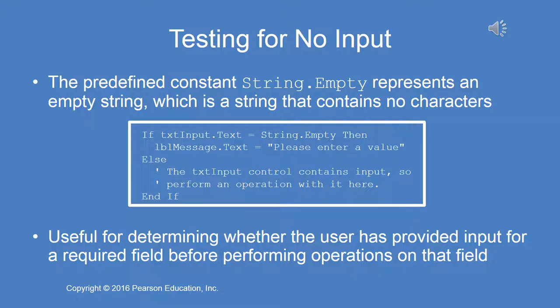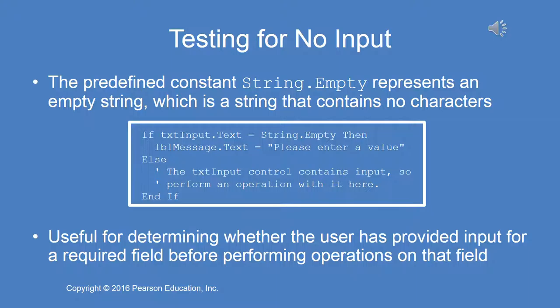All too often, you need to be aware of, check for, and accommodate no input when required. So we have a predefined constant called string.empty, which represents no input or the empty string, a string that contains zero characters. It's useful for when the user has not provided input for a required field. And so you'd want to re-prompt the user to, in this case, please enter a value.